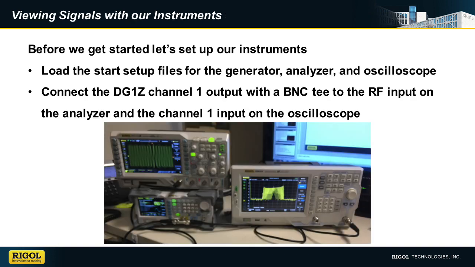So here's a preview of how we've set up our instruments to start. We've loaded the start setup files for each, the generator, analyzer, and oscilloscope. And we've connected the output of channel 1 of the generator to both the scope channel 1 input and the RF input on the spectrum analyzer. We're going to use this basic configuration to show our signal both in the time domain and then in the frequency domain on the spectrum analyzer. So before we go to the instruments, let's look theoretically at what that looks like.